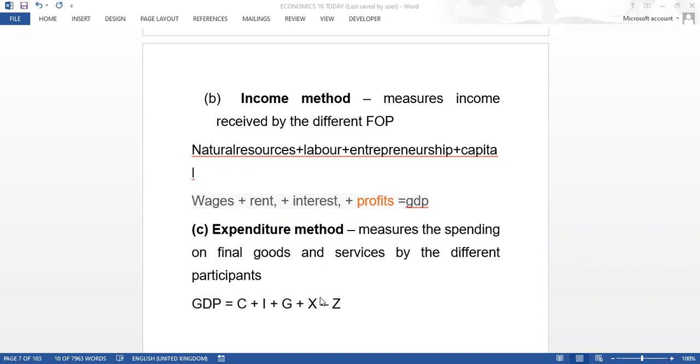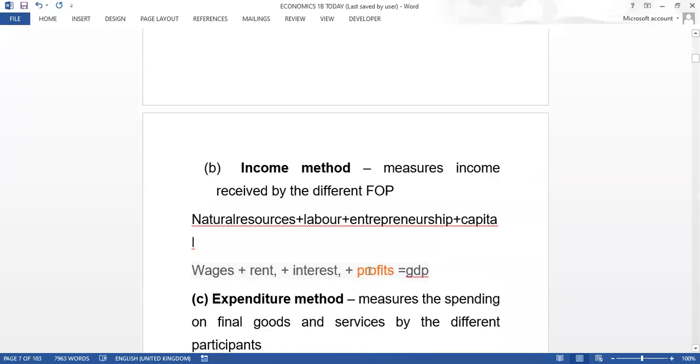So the summation of these elements here give us the value of gross domestic product. Whilst I'm still there, I need to highlight that whether we are measuring GDP from the expenditure element, or from the income element, or from the production element, they have to give us the same value within the economy.